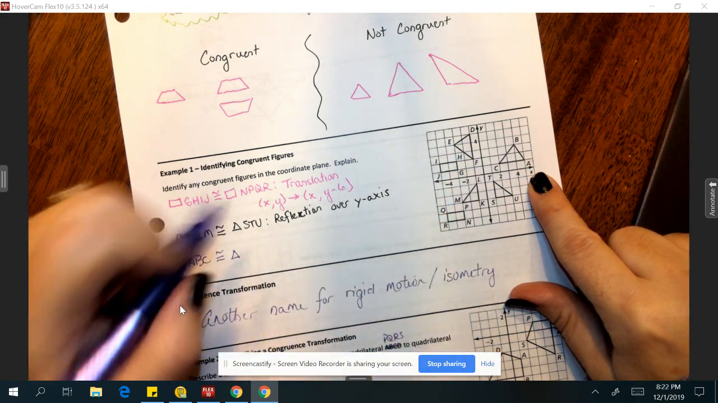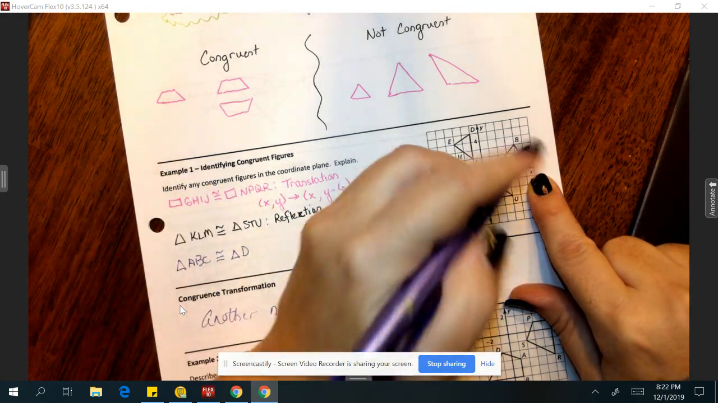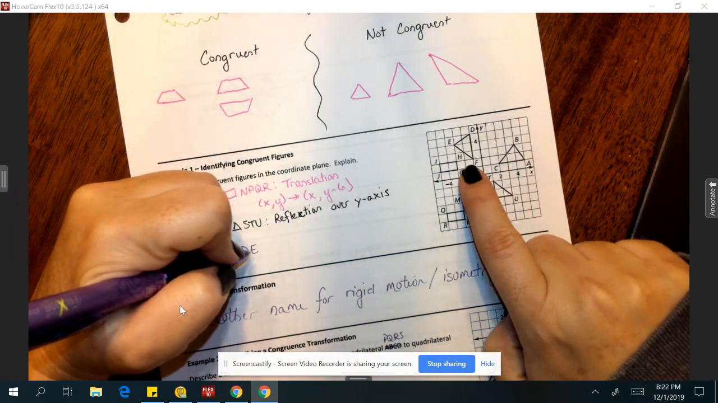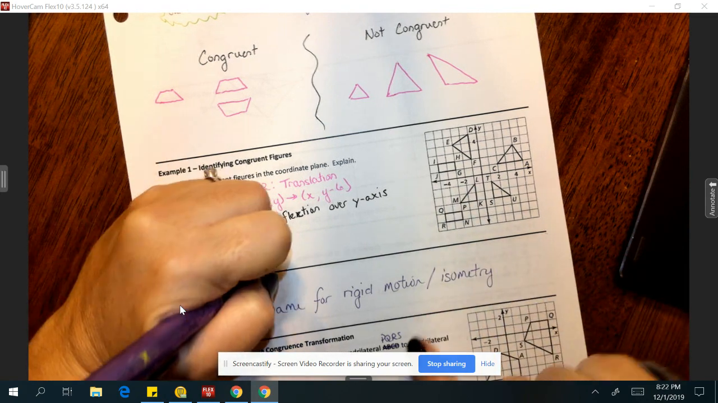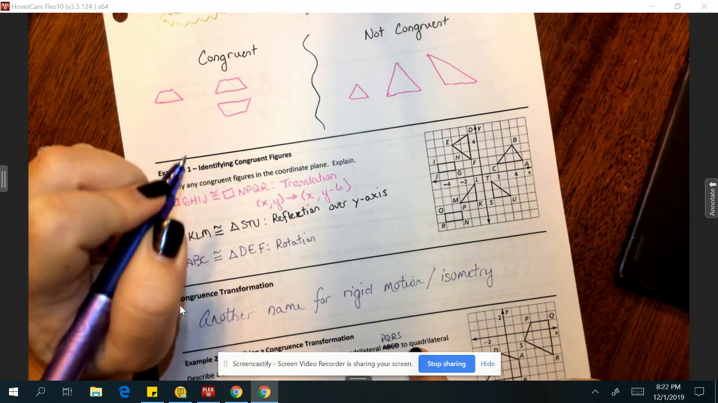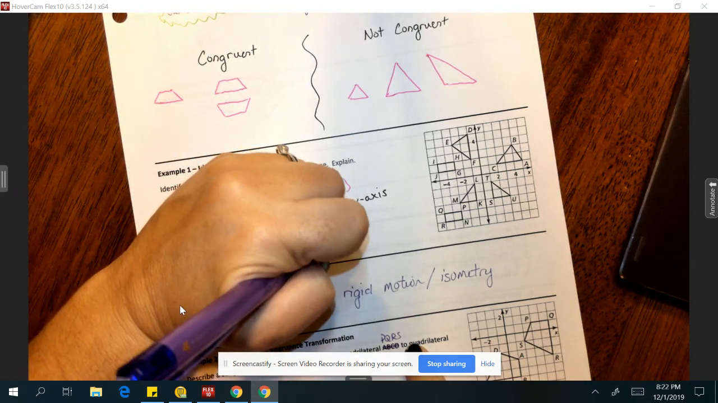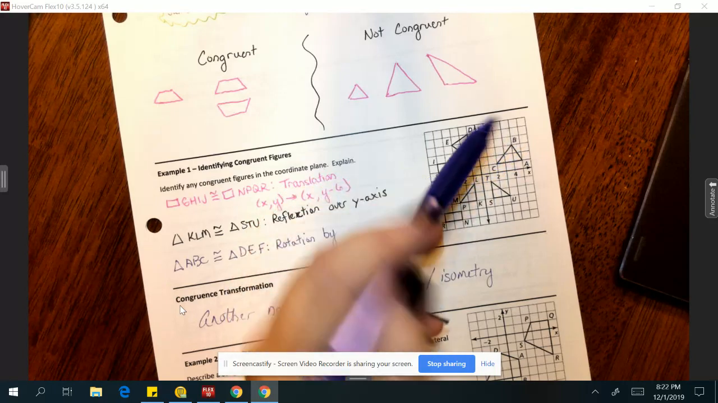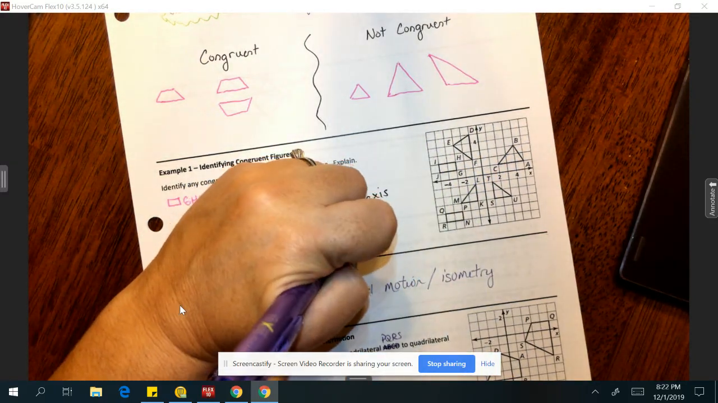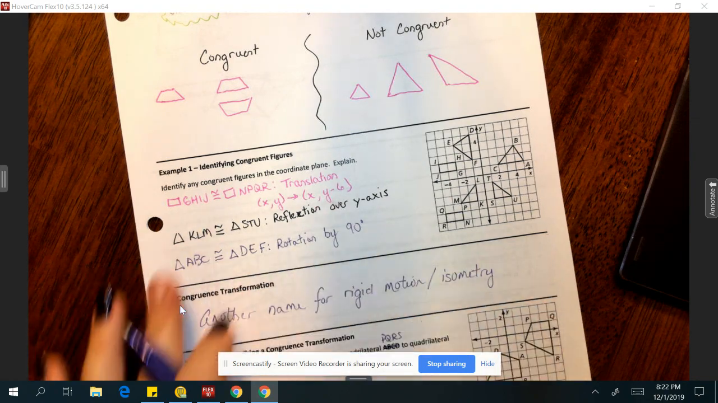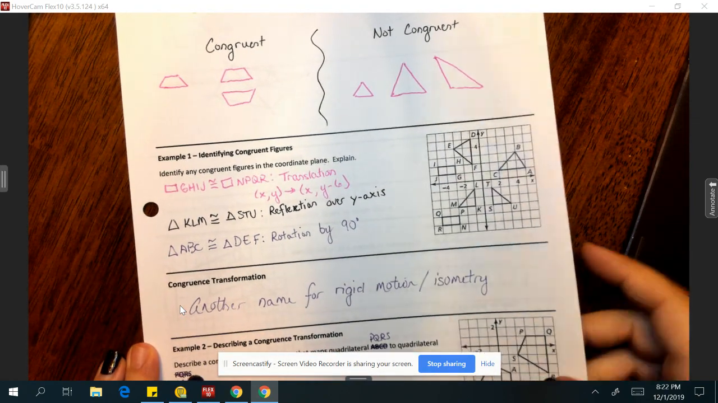A would correspond with D in the picture, and B would rotate over here to E, and then C would go to F. So this is a rotation. And this one is rotating by 90 degrees because it just moved from one quadrant to the next. That's the easy way to tell that it's just 90 degrees. Okay, so those are all the congruent figures in that picture.